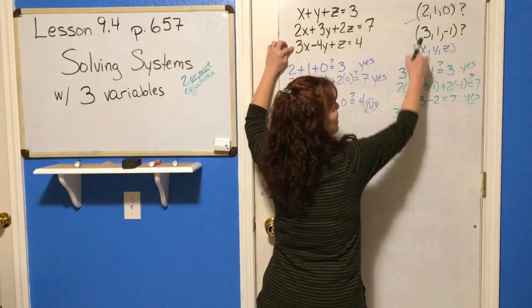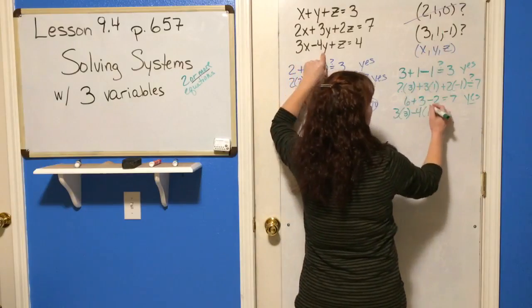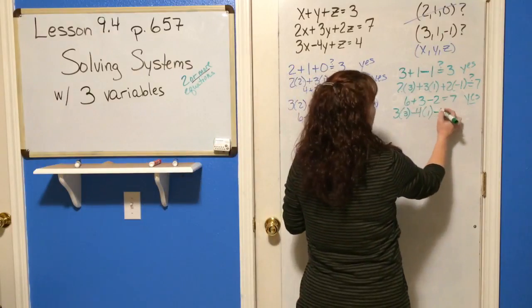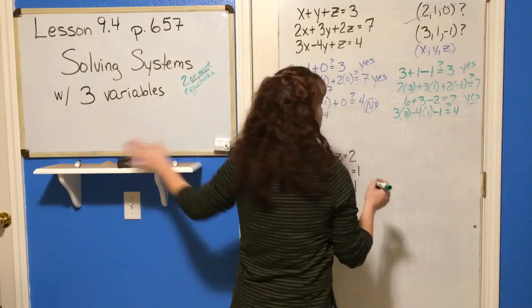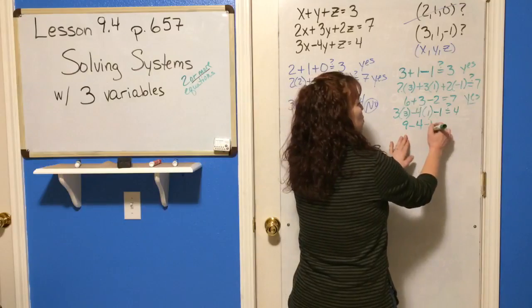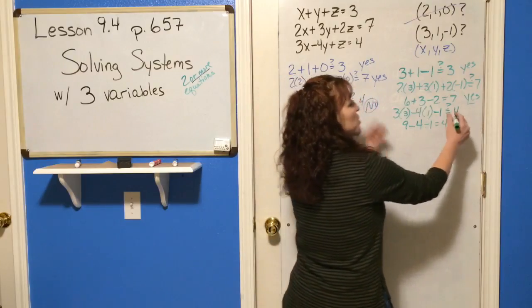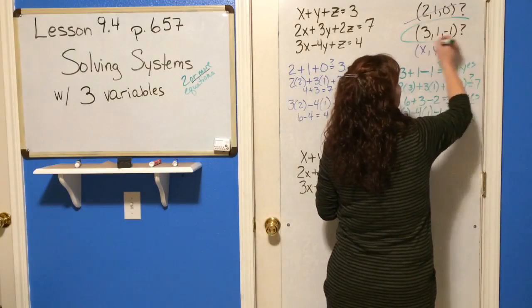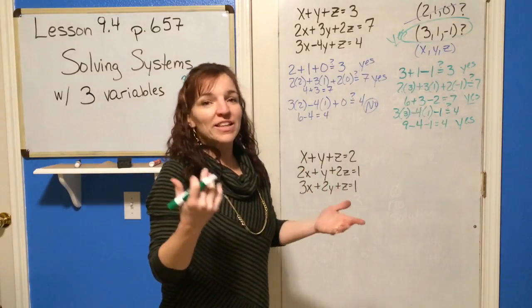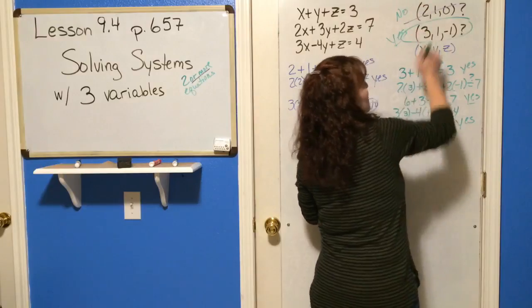3 times x, x is 3, minus 4 times y, y is 1, plus z, which is negative 1, so it's just minus 1. Does that equal 4? All right, let's check it out. 3 times 3 is 9, minus 4 times 1 is just minus 4, minus 1, does that equal 4? 9 minus 4 is 5, 5 minus 1 is 4. Yes, so this is a solution. All right, so you'll test each one, and then your final answer that you're circling is either yes or no. All right, so in this case, I marked it off no. This one is yes. Easy sneezy.